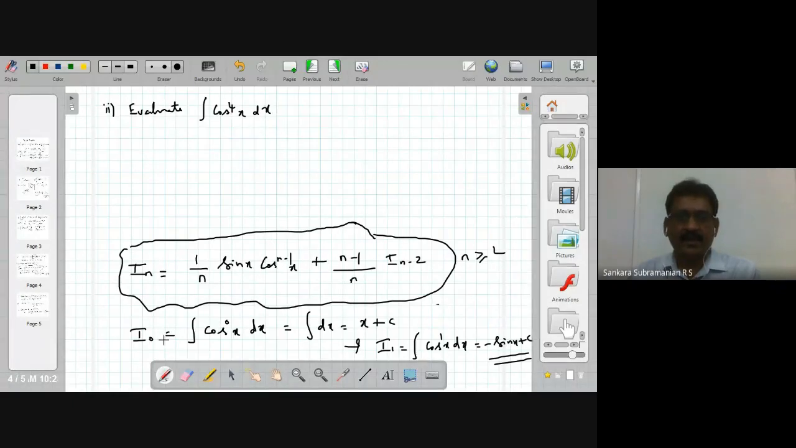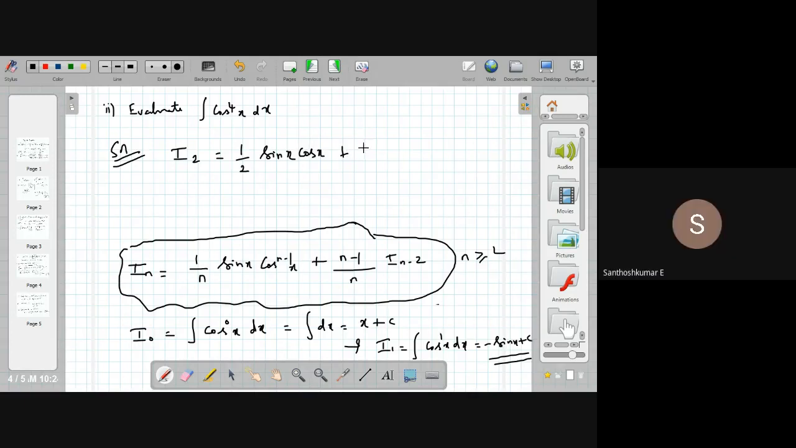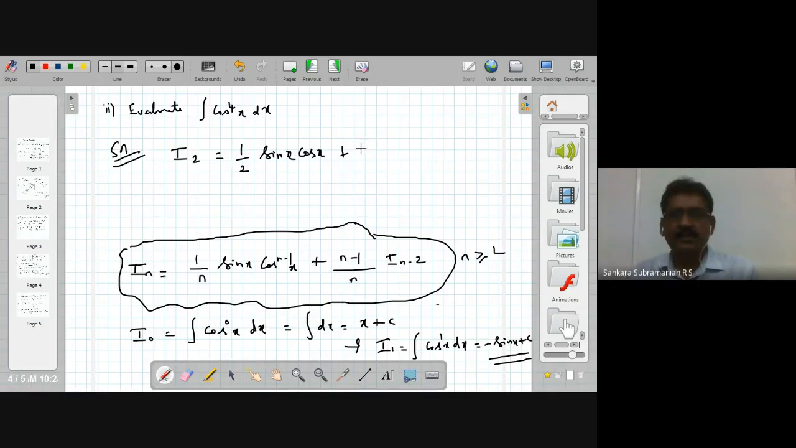Reason, we have I0, I1. So we have to find I2 and then I3 and then I4. Let us find I2. So what is I2? I2 equal to 1 by 2 cos x sin x, sin x into 2 minus 1 is cos x, plus 2 minus 1 by n I0. 2 minus 1 is 1. n equal to 2, so put n equal to 2 in the reduction formula.